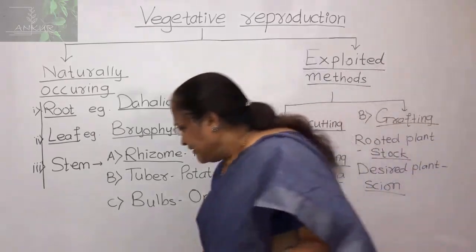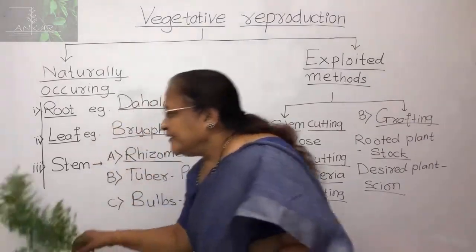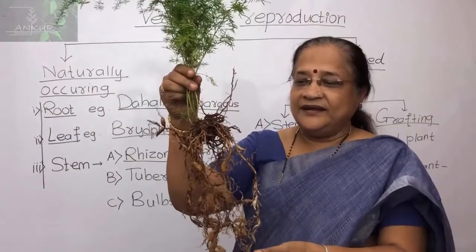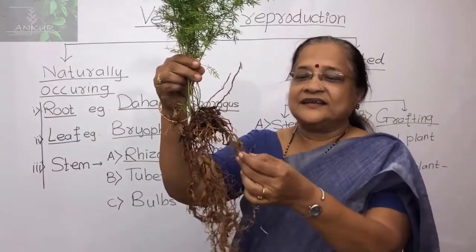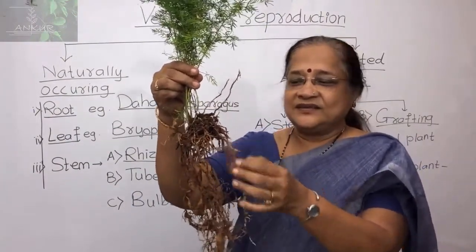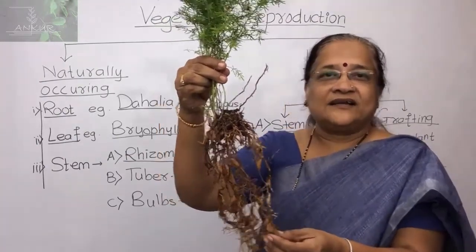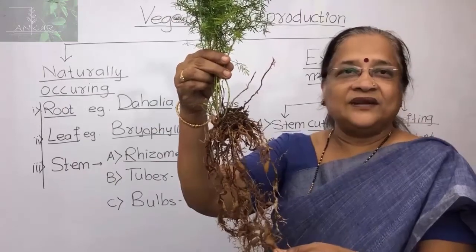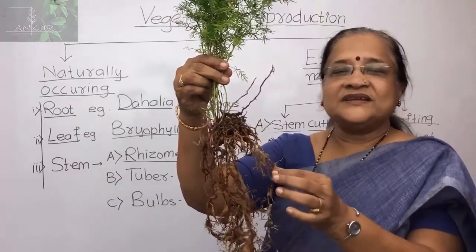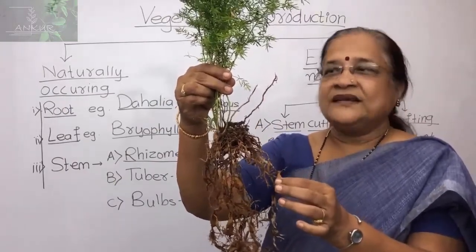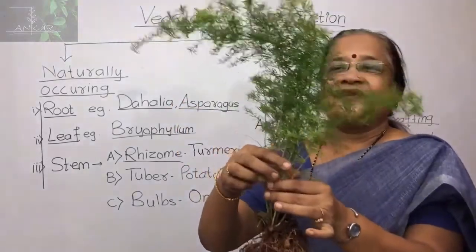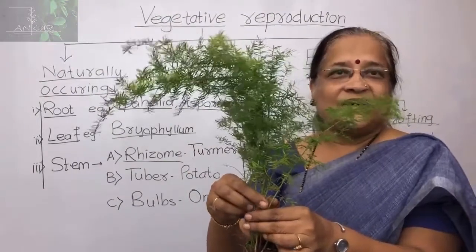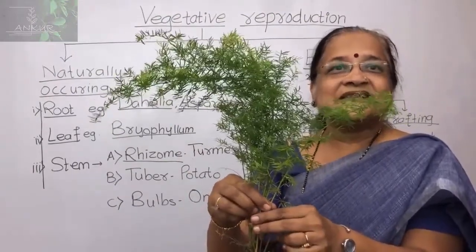Another example is asparagus, or what we call shatavari. In this shatavari you can see some tuberous parts. These are the tubers coming from the root, and sometimes we call it fasciculated tuberous root. From these root tubers you again get this very beautiful looking plant, the asparagus, which in Marathi we call shatavari.